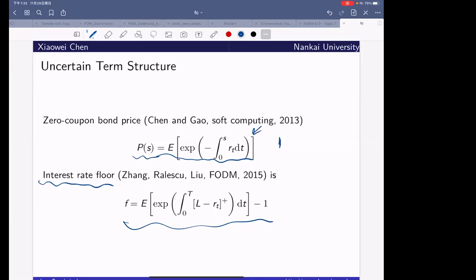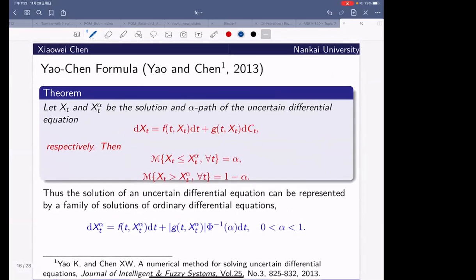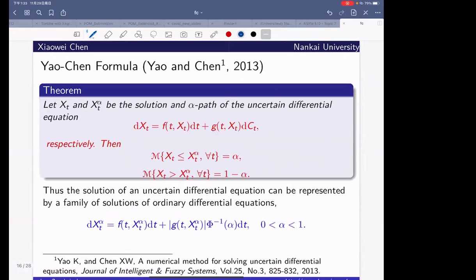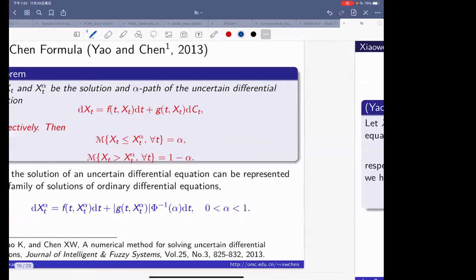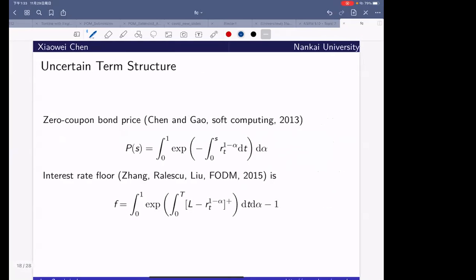That is something like an option on the SALT interest rate. They give another name, like SALT rate floor or ceiling, but it is an option on the SALT interest rate. And again, we use the Xiaowei formula to give the solution. You can find, we can put the alpha path in.